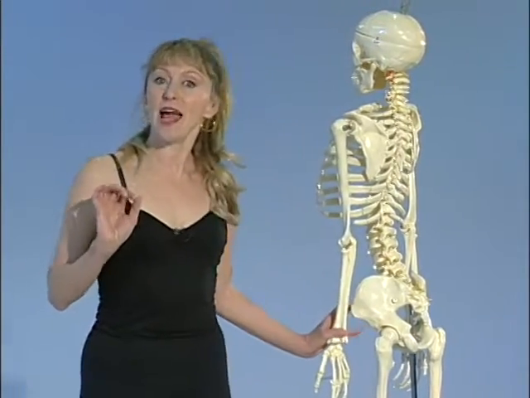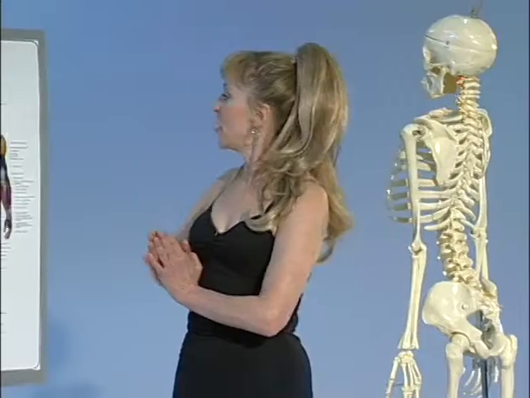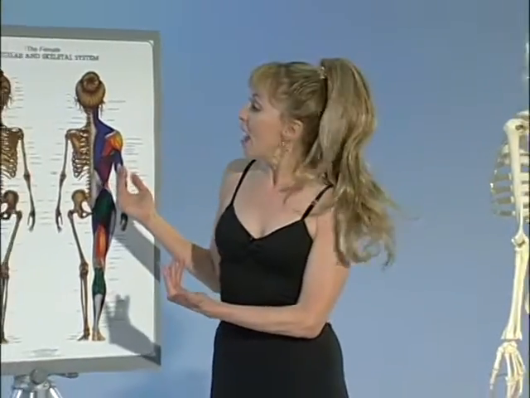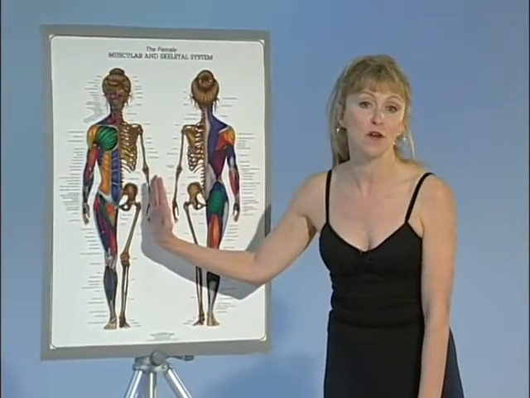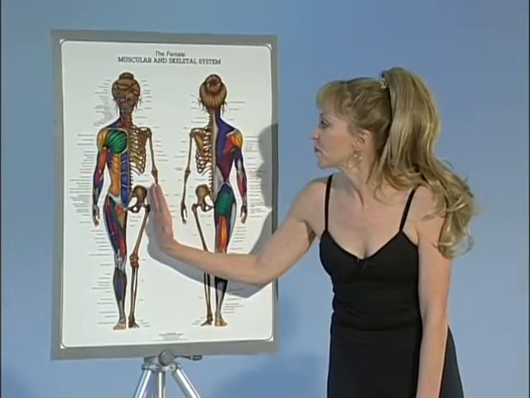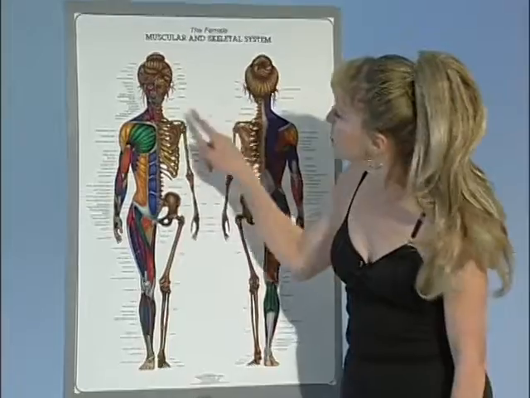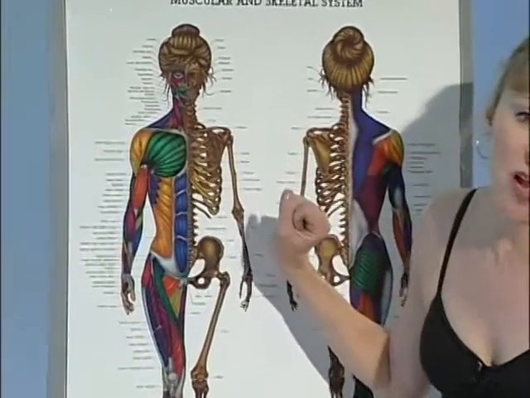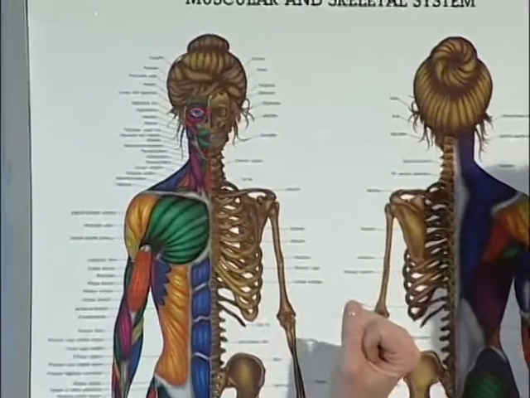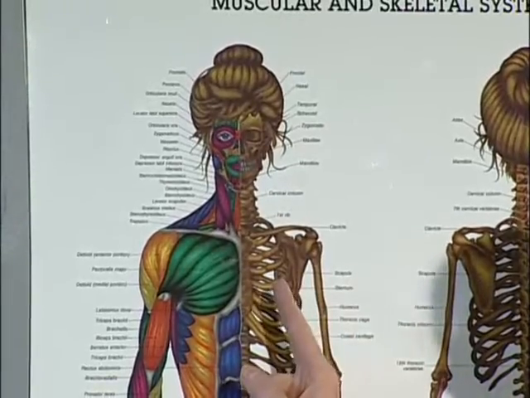So let's go on and name our muscles. We're going to start over here on this chart, and we'll start with the anterior view of the female. We can see a little bit of the muscles of the back coming around to the front, but we're going to talk about those when we look at the posterior view. Let's start out here in the front.